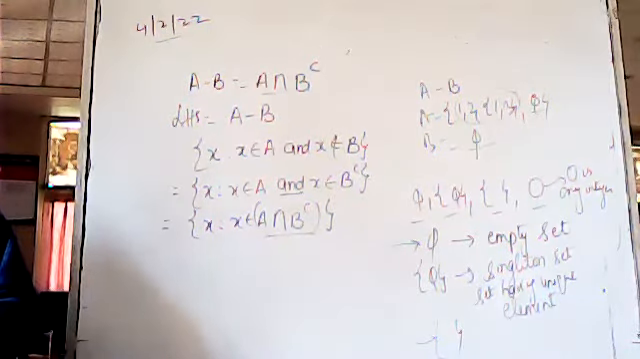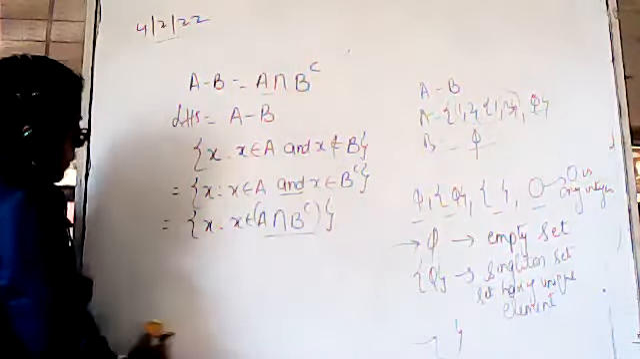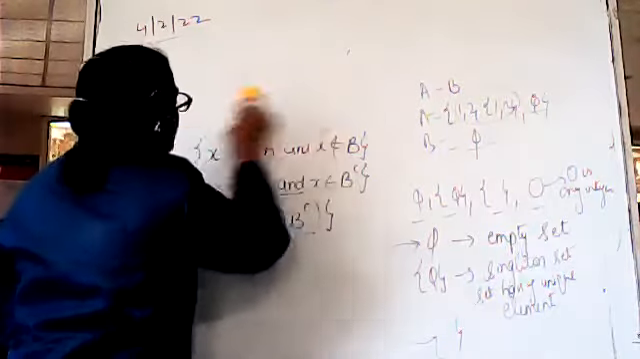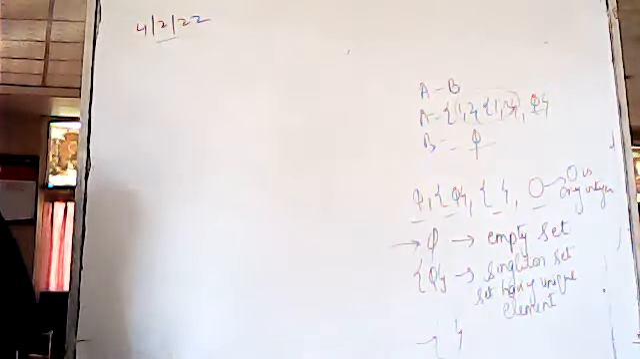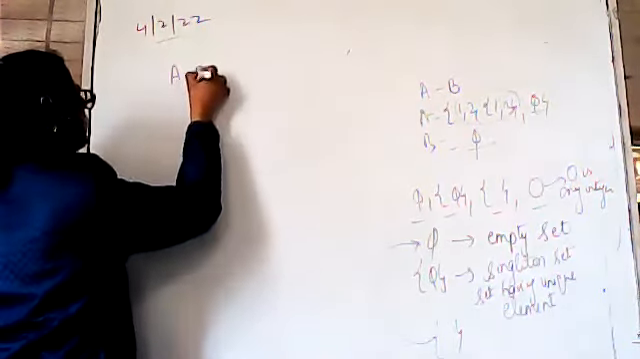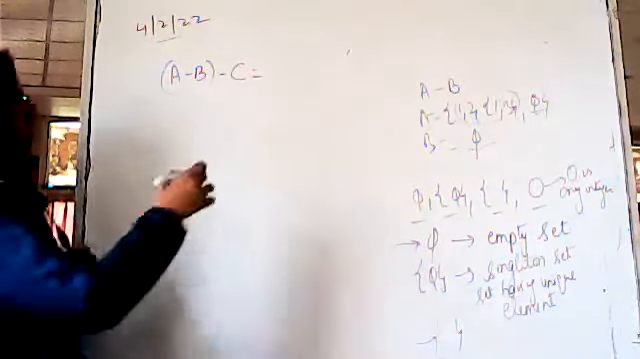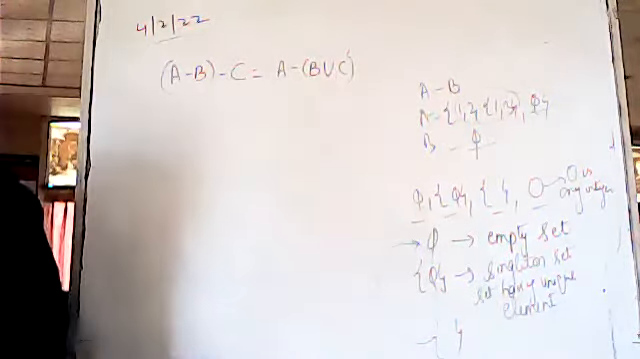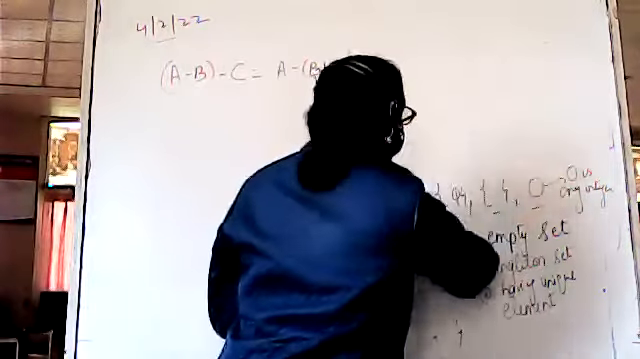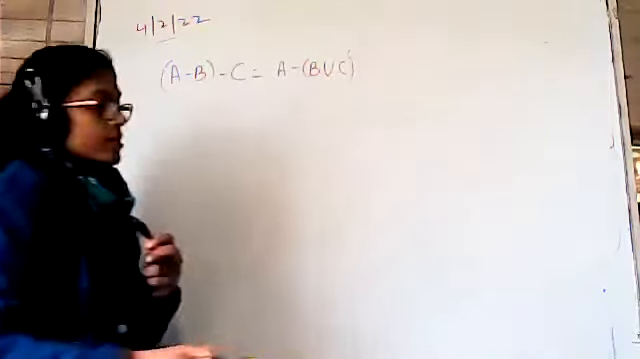After that, we are having our next portion. Write down, let A, B and C be three sets. Then show that A minus (B minus C) equals A minus (B union C). Then prove that A minus (B minus C) equals A minus (B union C).